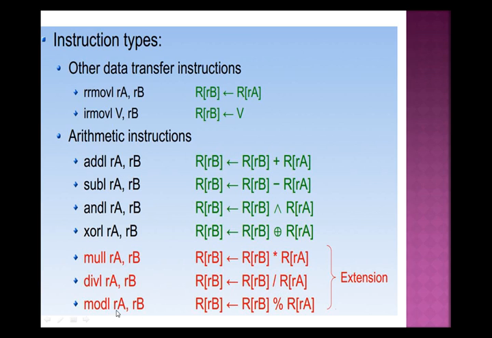Then finding the modulus. As I told you, there is a newer version, that is, how to find the remainder by using the modulus operator. So whenever we use the modulus operator, this is one of the arithmetic instructions that is available. So finding the mod between the registers is also one of the instructions.